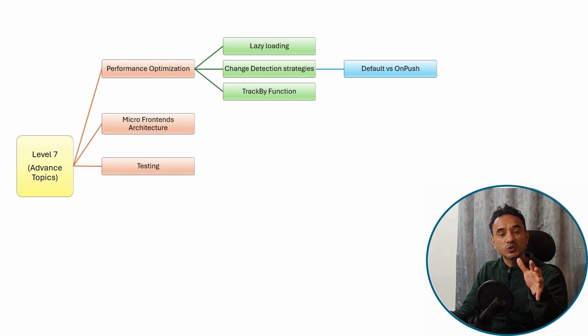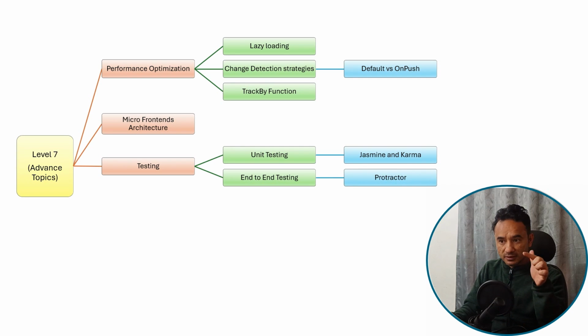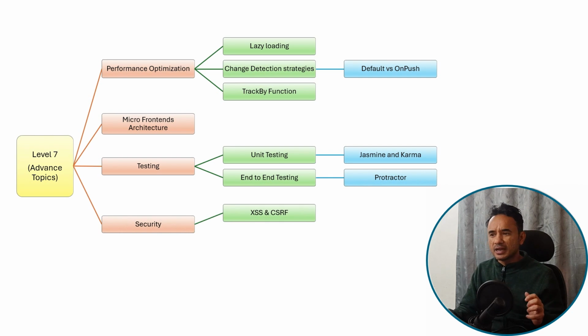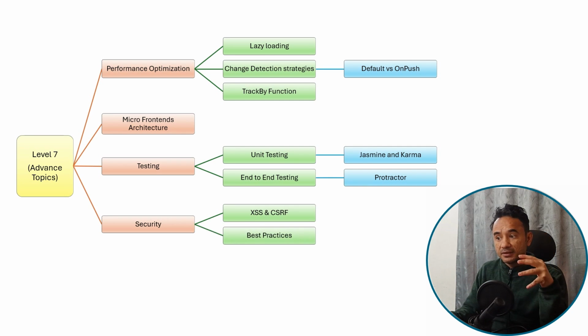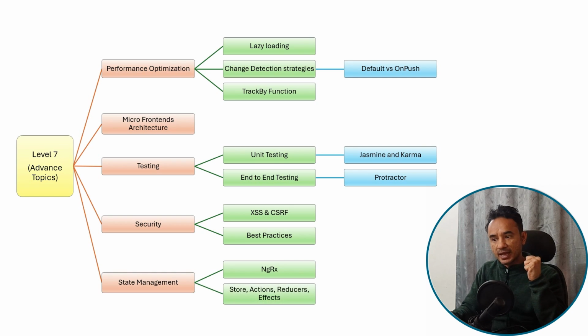Then testing is also a critical skill. So you should learn about unit testing with the help of Jasmine and Karma, and end-to-end testing with the help of Protractor, okay. Next, we have security. Here, learn cross-site scripting and basically the types of security threats, okay. And then the best practices on how to avoid those threats, okay, in security. Finally, explore state management using NgRx to handle the complex application state with the store, actions, reducers, effects, okay.